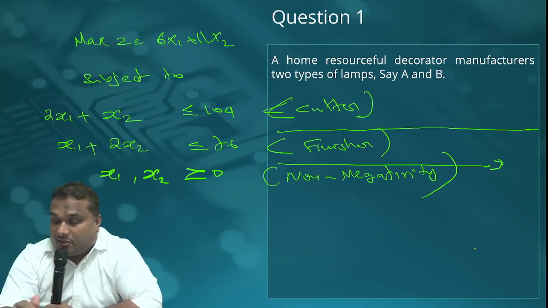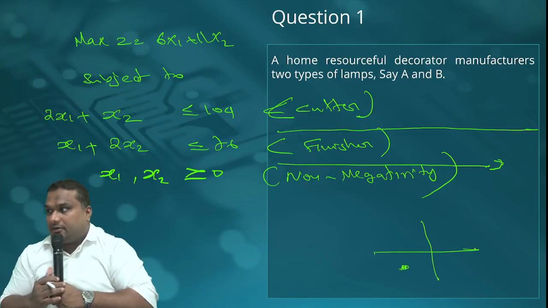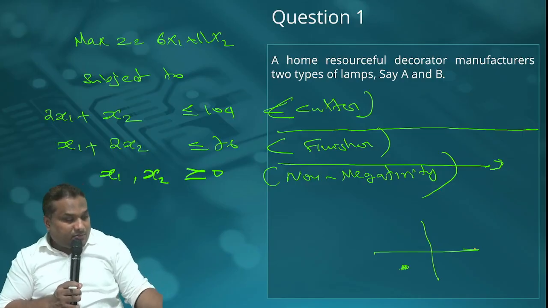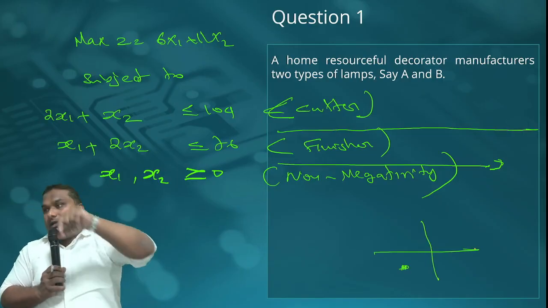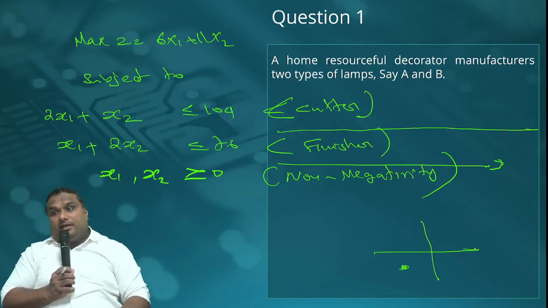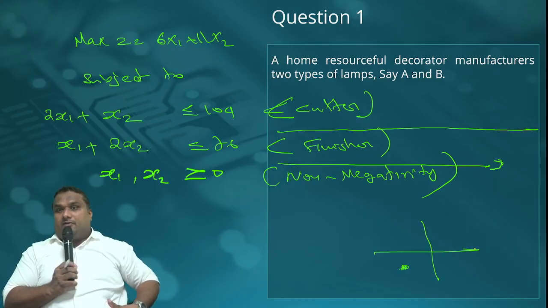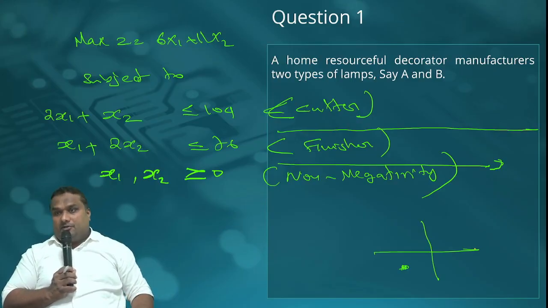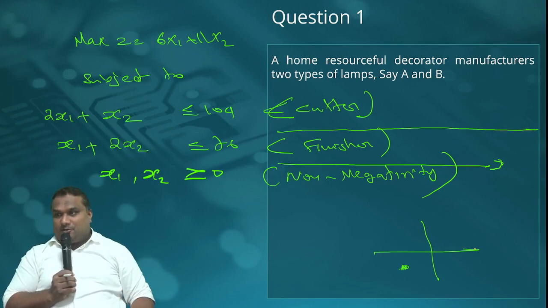Non-negativity means that while you are drawing the graph, some of the values will go to the negative side. You know that production will never ever be negative. Production will always be positive. Correct? Incorrect?